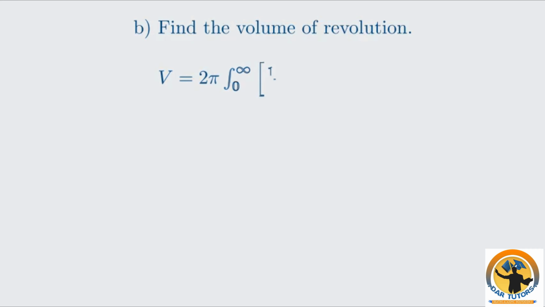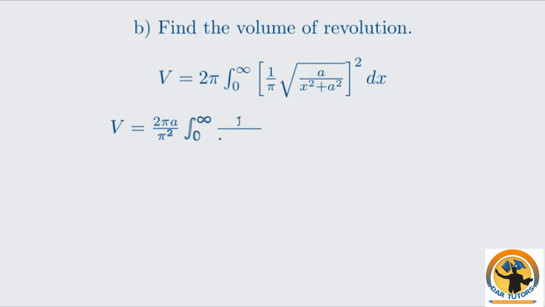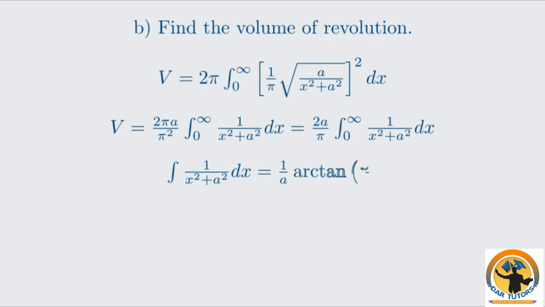Now for part B, we need to find the volume of revolution. We substitute the function f of x into the formula. Squaring f of x gives us a over pi squared times the quantity x squared plus a squared. We can pull the constants out of the integral. This simplifies to 2a over pi times the integral from 0 to infinity of 1 over x squared plus a squared dx. The antiderivative of 1 over x squared plus a squared is a standard result. It is 1 over a times arctan of x over a.